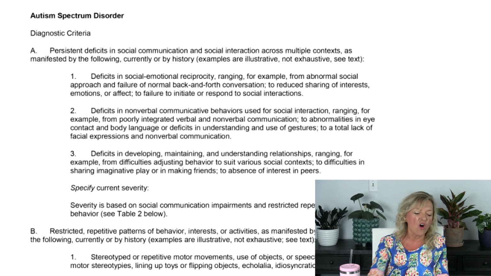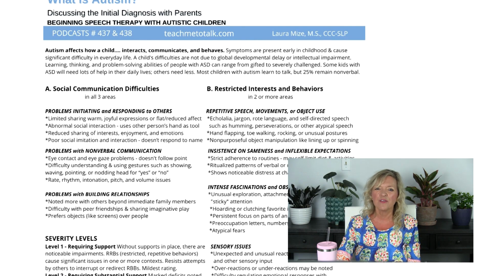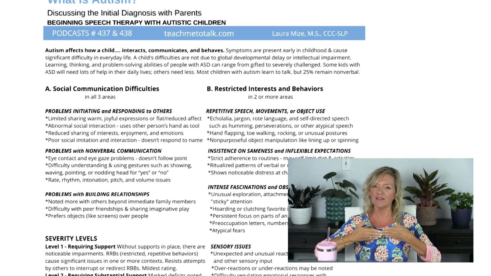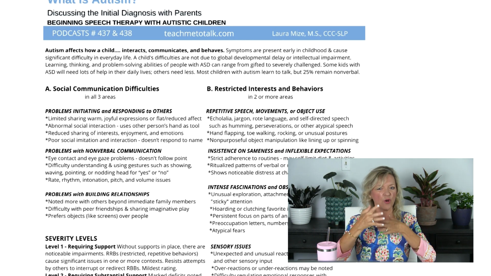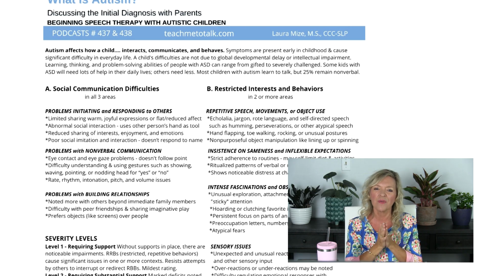So let's look on your handout. We'll go ahead and put that on the screen now. Take a look at the handout that we posted here on the screen, and let's look at these examples with initiating and responding, those difficulties that we see in toddlers and preschoolers who will go on to be diagnosed with autism. The first one is limited sharing, warm, joyful expressions, or a flat or reduced affect. So these are our kids that, again, may look very somber, very flat. You may have to work pretty hard to get a social response like a smile or a warm expression.